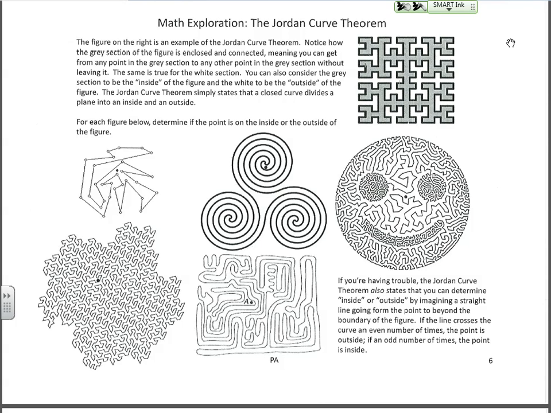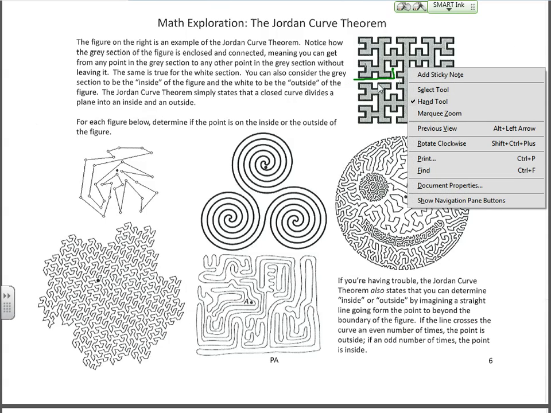So it says, notice how the gray section of the figure is enclosed and connected, meaning you can get from any point in the gray section to any other point in the gray section without leaving it. The same is true for the white section. The white section is kind of the outside of the figure, meaning that if I'm here, I can just get out by taking a hard right as I walk forward, and exit. So, inside and outside.